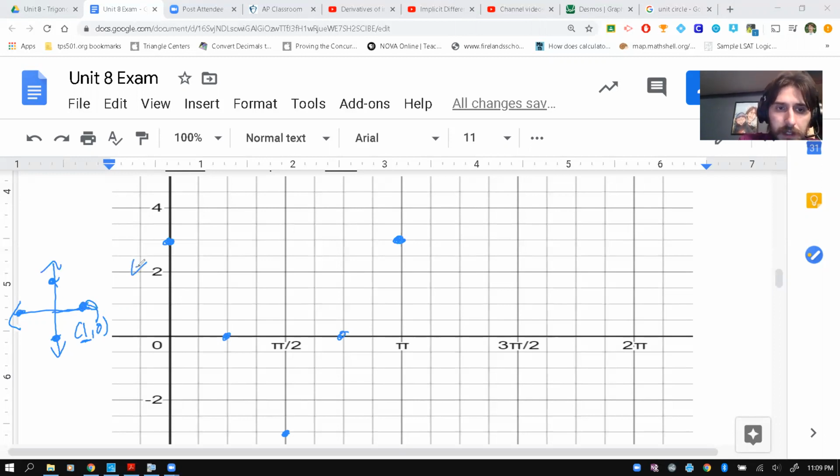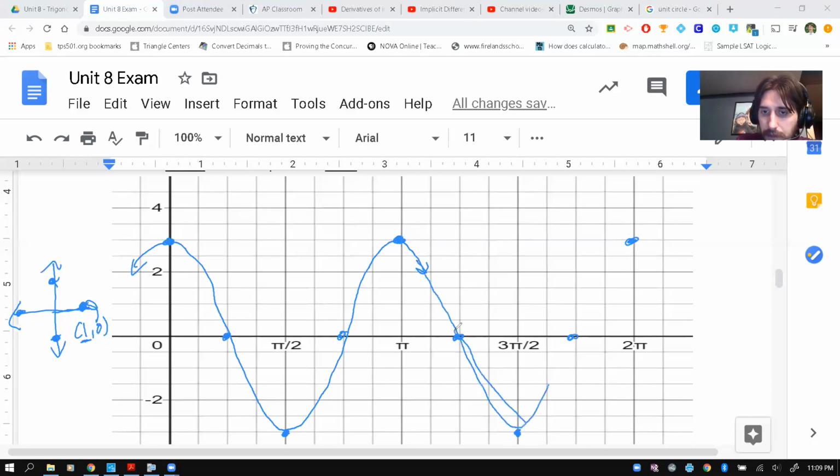So it'll look something like this. Make sure it's nice and curved. This is not a V. No sharp points there. All right, and then we can go ahead and complete that again. So between pi and 2 pi, every pi, it's going to complete the cycle. Halfway through, it's going to be at its lowest point. Quarter points here, it's going to be at 0.